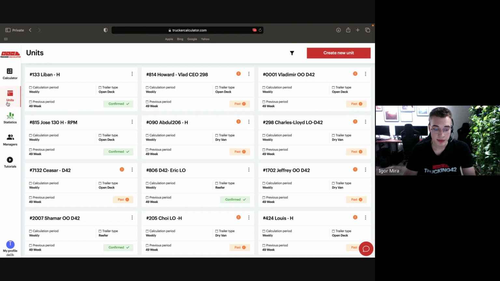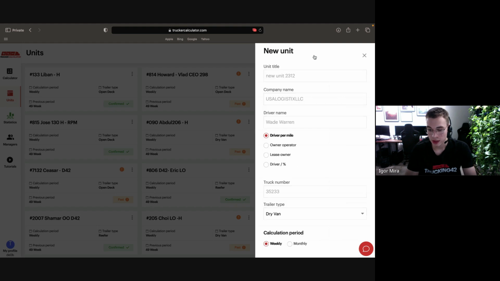Once you create the account, you will not have any trucks over here, and you will just need to create a new truck here. We call them not trucks but units, because it's not just the truck which generates money for you, it's the combination of the truck, the driver, and the trailer you have. Those are very important details that determine, in the end result, the net profit you get.